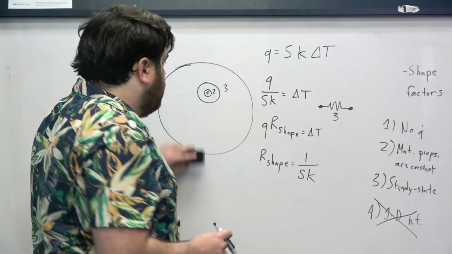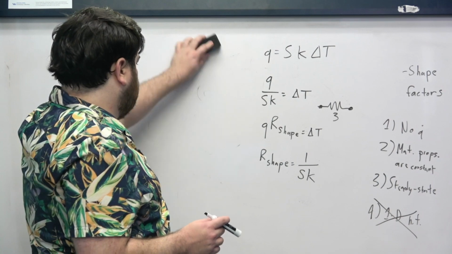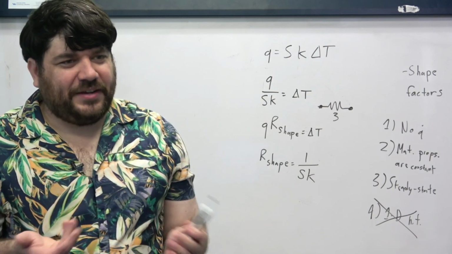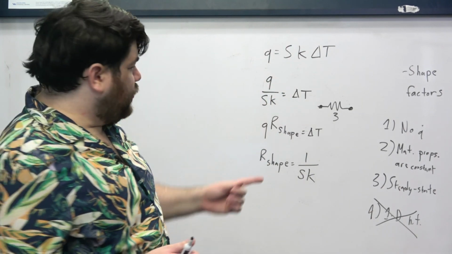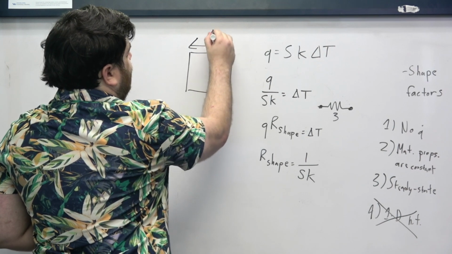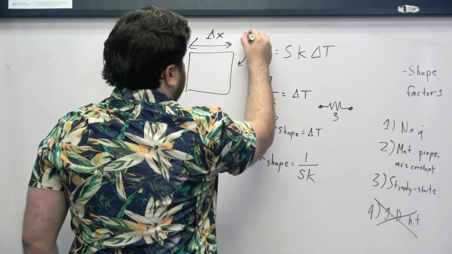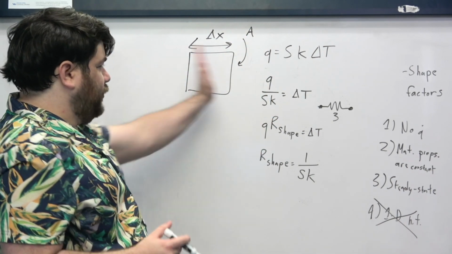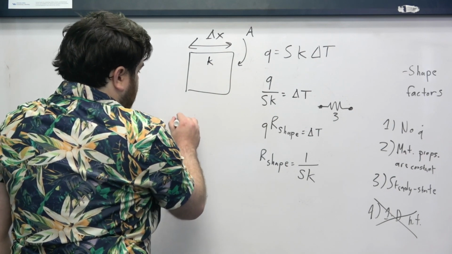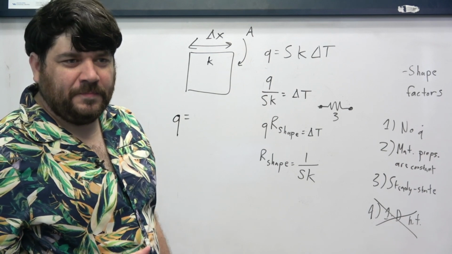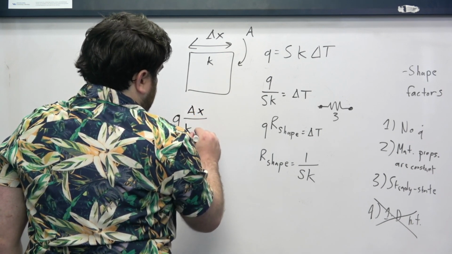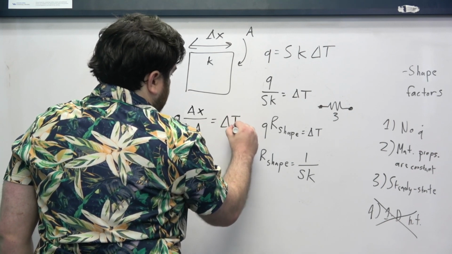Okay? And to finish this off, you might say, well, this seems a little bit weird, but you can also think of every other material we've been working with, like every one-dimensional system, to also have a shape factor. We can interpret every conductive resistance through this lens, right? Think about one-dimensional heat transfer through a wall. We say that this has a thickness of delta X, and a cross-sectional area of A, and heat transfer is only happening left to right, and this has a thermal conductivity K. Then we had already derived that Q times delta X divided by K times A is equal to delta T.